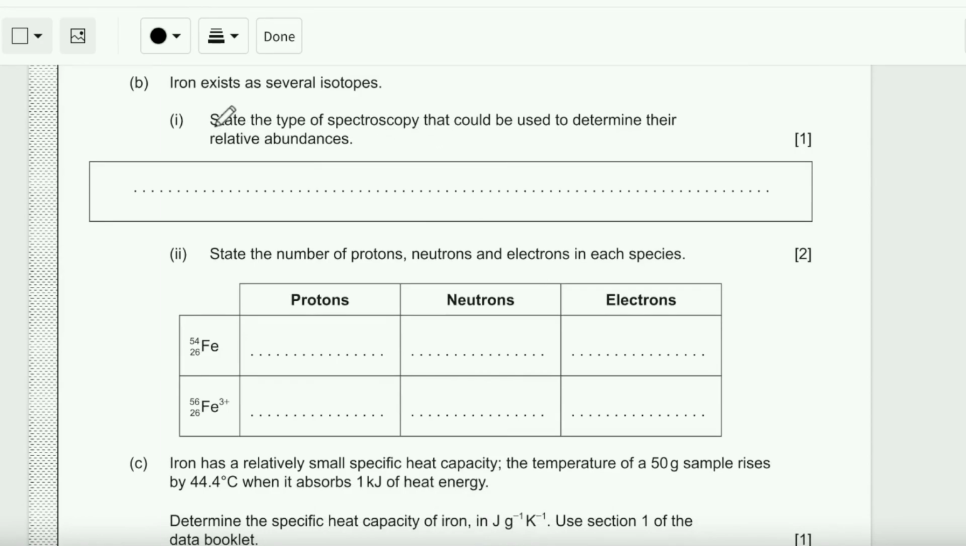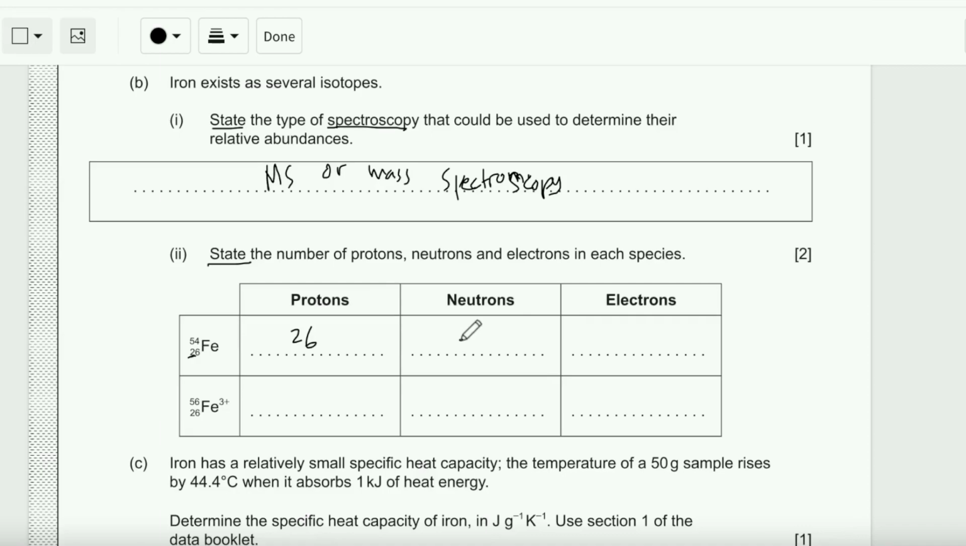Iron exists as several isotopes. State the type of spectroscopy. State, brief answer, spectroscopy. MS, or mass spectroscopy. MS. State, value, the number of protons, neutrons, and electrons in each species.